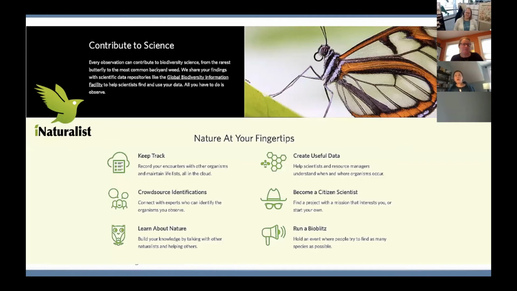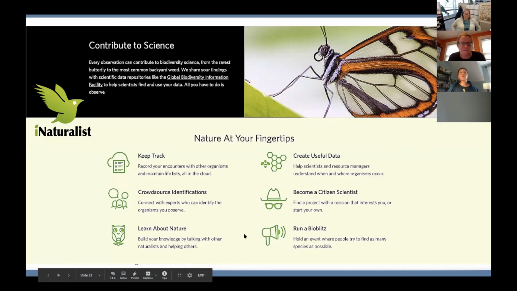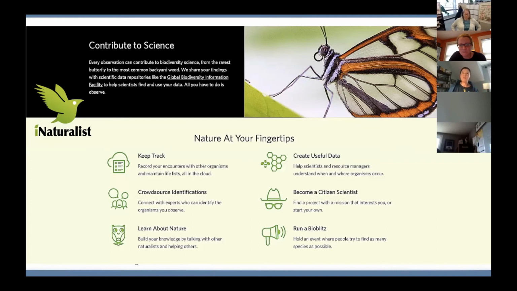All right, so this is another view of what I've been mentioning in the past minute or so. It allows you to keep track of what you're seeing, but also to help scientists and managers keep track of what's happening in our immediate environment and in urban settings as well. Crowdsourced identification, I just mentioned that: you don't necessarily need to know everything about what you are seeing. You can rely on the tool itself and the mechanism to suggest identifications, which are later confirmed or refuted by the crowd, right? So it's crowdsourcing. You can learn tremendously about nature.